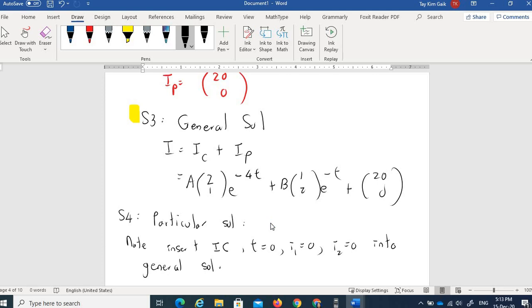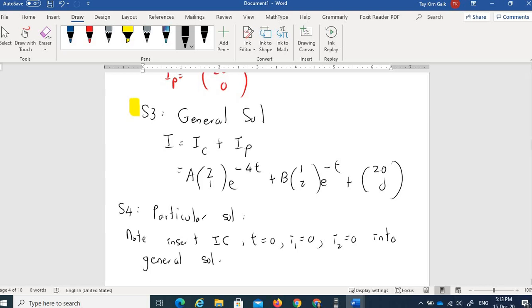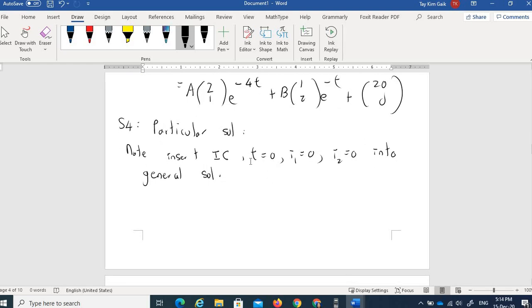Mostly, some students will like to plug into the IC, easy, shorter. You don't have this term, shorter. You can also obtain A and B, but it's wrong. So remember, please take notes. The initial condition can only be plugged into the general solution, because this one is actually your I1, I2.